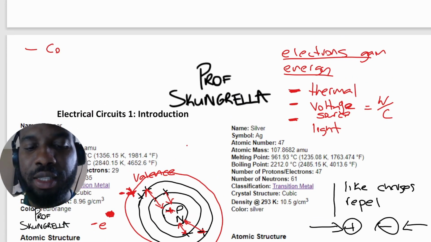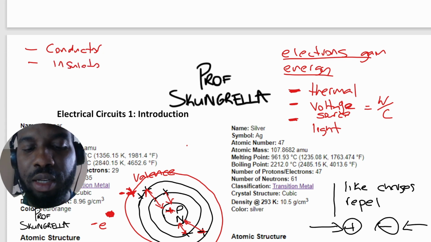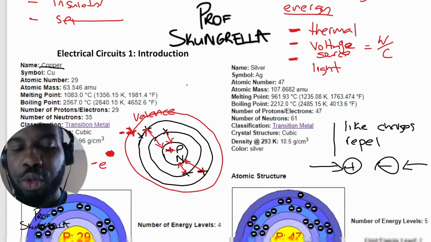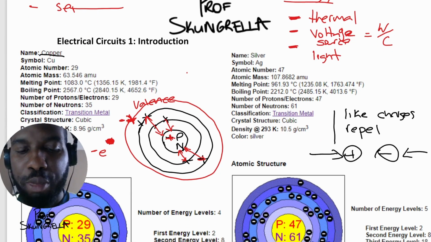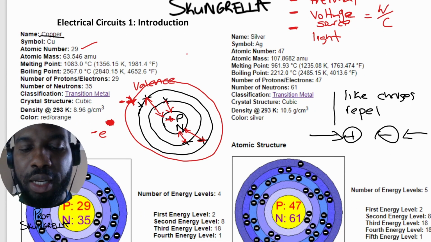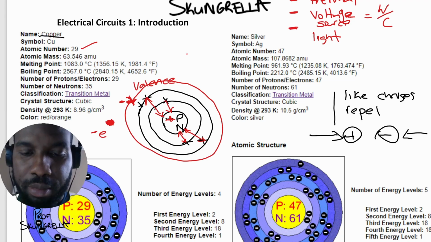We know of conductors, we have insulators, and we have semiconductors. And of course, I have a picture below, I'll show you. On here we have two examples. For example, this one is copper, and you can see that the atomic number is 29. And we also have the mass number as well.